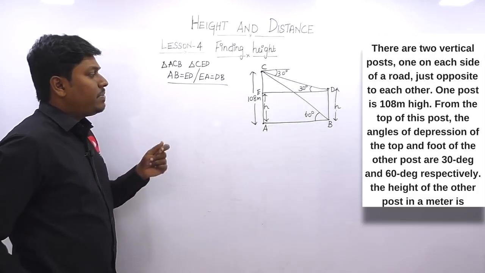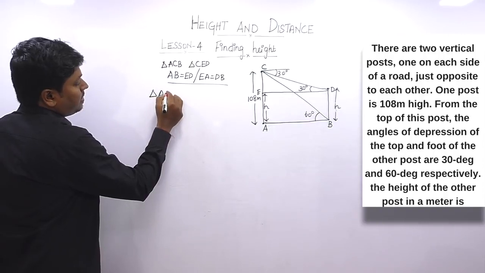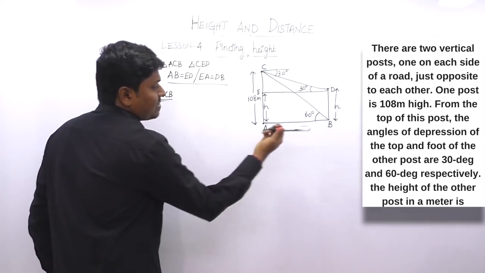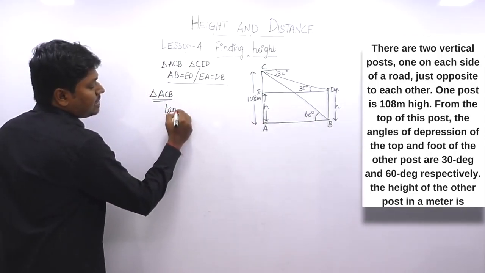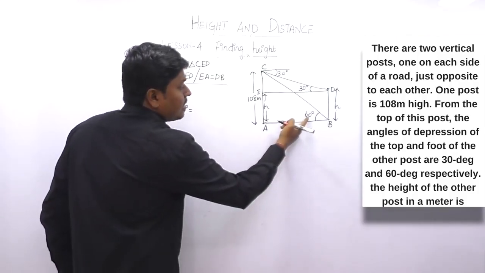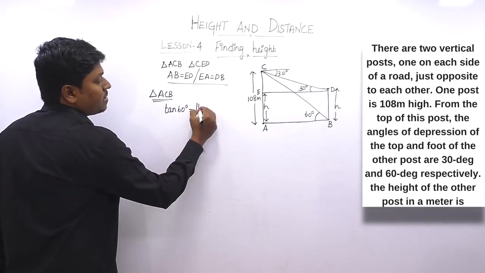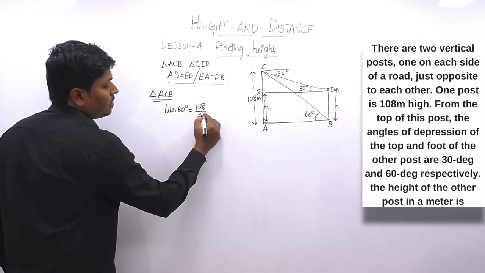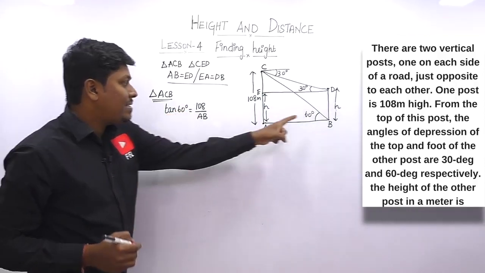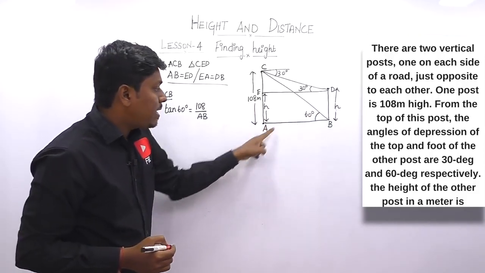So friends, first of all, let me concentrate on the first triangle, which is ACB. When you look at this triangle carefully, the angle of elevation is 60 degrees, so we can say that tan 60 degrees is equal to opposite by adjacent. The opposite will be 108 meters and the adjacent will be AB, so this can be written as 108 divided by AB. Friends, tan theta is equal to opposite by adjacent, so tan 60 degrees is equal to 108 meters divided by AB.